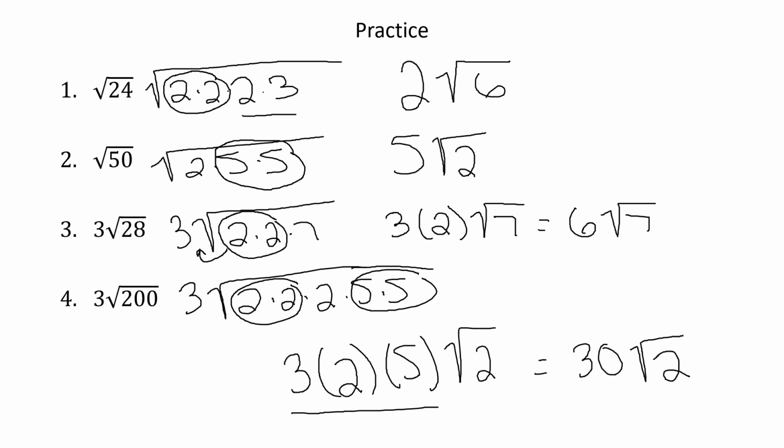And that's it for this lesson. So just remember, when we need to simplify, tree them out, pair them up, and then simplify. But when you have a pair, it pulls out as 1.